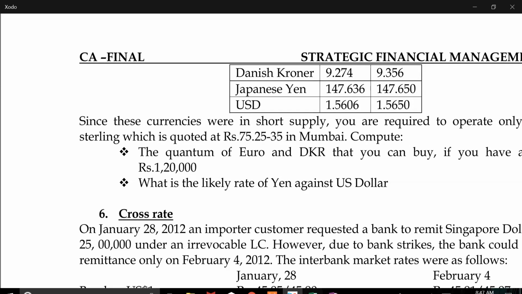Now write: how much INR can be bought with 2 lakh Japanese yen?